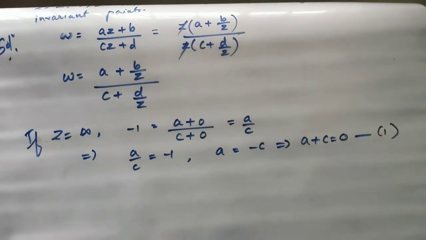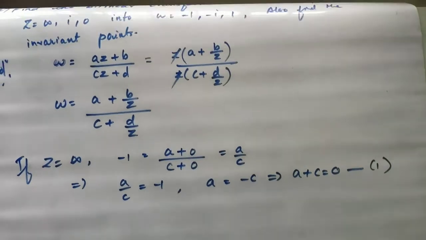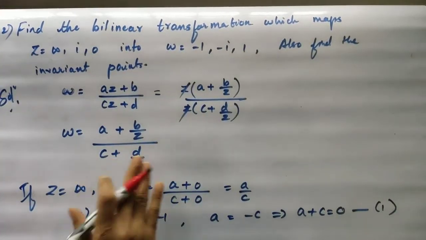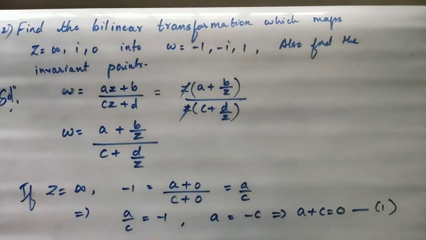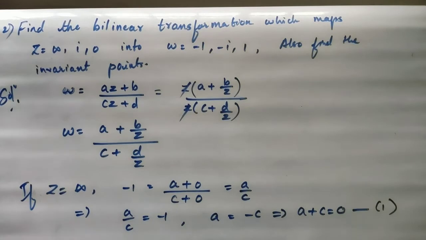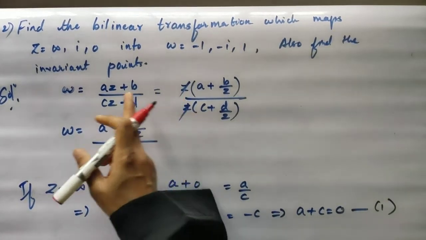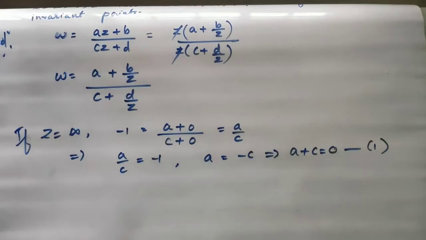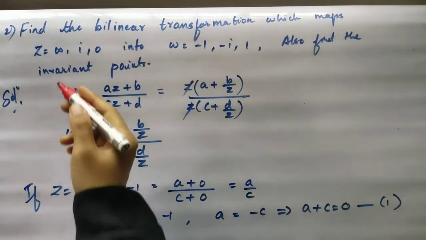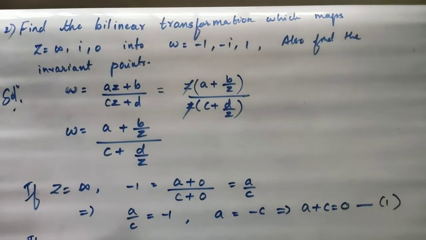Very simple. The other points are just normal, like i, -1 and so on. For that you need not go for such a simplification and then substitute. Always remember, whenever infinity appears in z, you take z common and then continue.